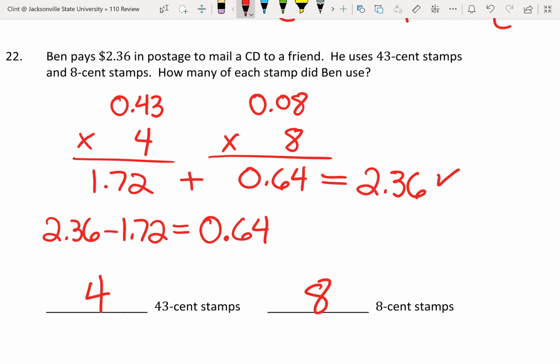How did you start these off? I did 2.36 divided by 0.43. And that just gives you a cap on the most of the big stamps you could use. If you wanted to start on the other end, you could say, what if I did one 43-cent stamp? And then that doesn't work. So then you can just guess if you want to. But doing it that way is just educated guess and test. Other questions on that one?